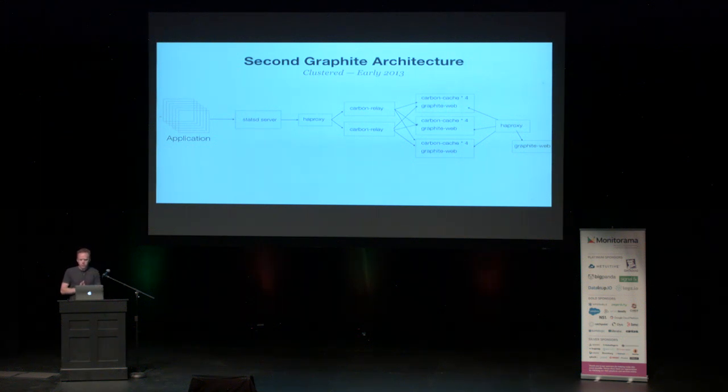The graphite web interface still ran on each box, but then we had a load balancer to route user requests to a specific random box. Now, the second version of this architecture still did not address the downside of using UDP to talk to the statsd server, the packet loss problem.